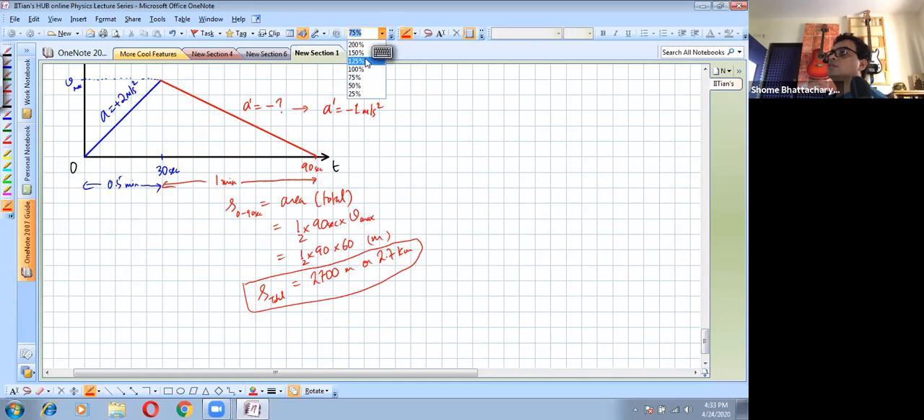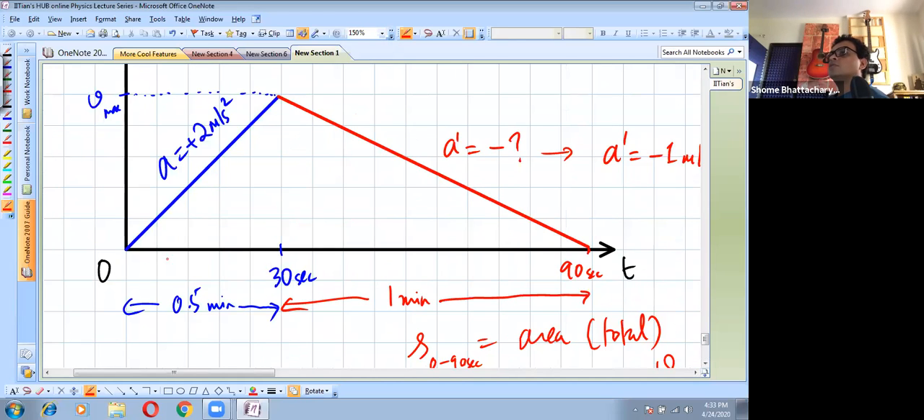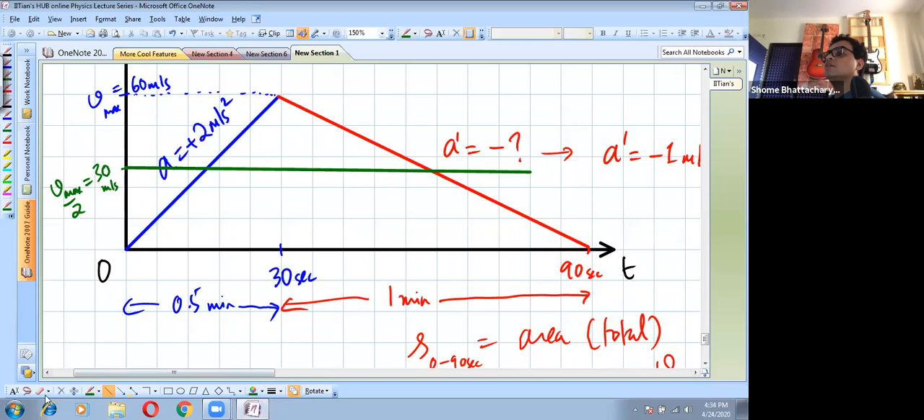So let's focus on this graph for a minute. You can see that this maximum velocity we had calculated just now was 60 meters per second. Now the velocity that we are talking about, let's say it's over here. This is 30 meters per second. That's half the maximum velocity. So this will cut this graph at two different times. This is not a motion graph or anything, it's just a guideline.